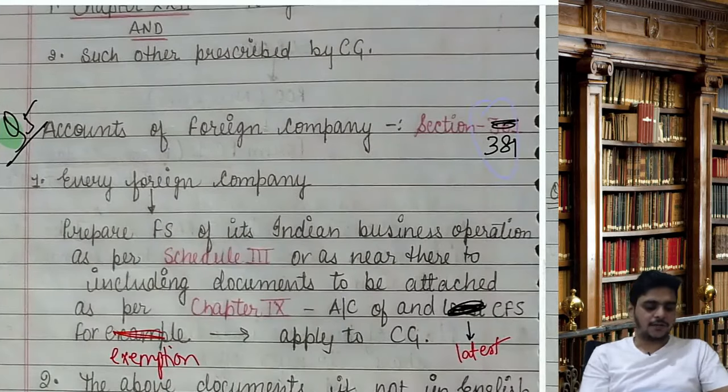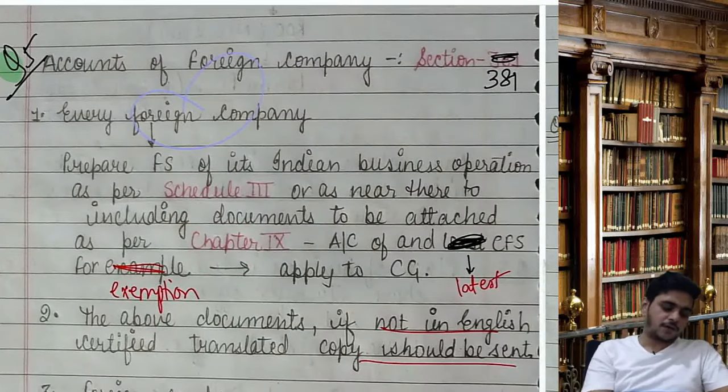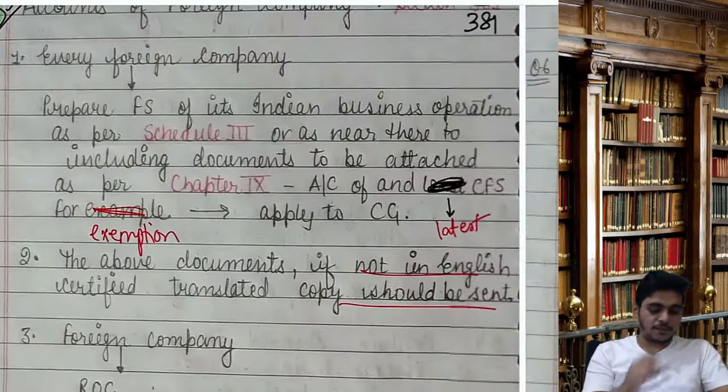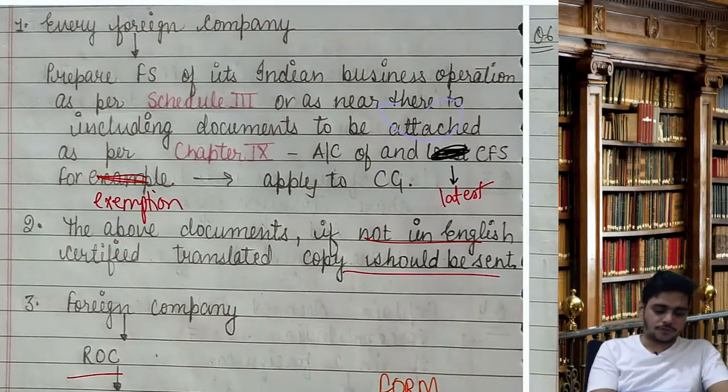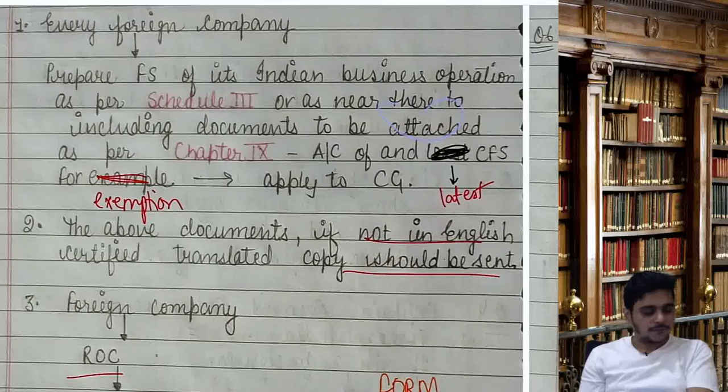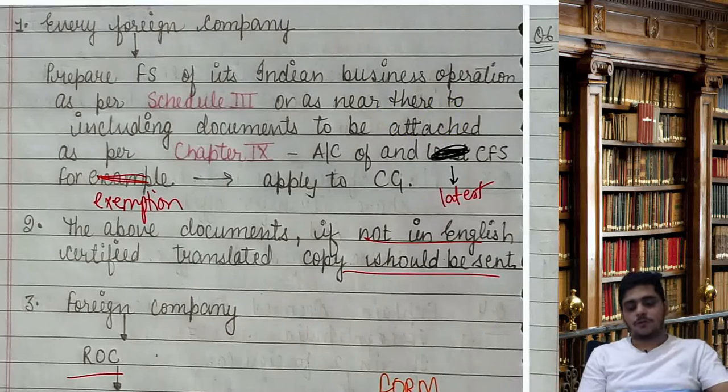Then section 381, which says accounts of foreign company. Every foreign company shall prepare the FS of its Indian business operation as per Schedule 3, or as near thereto, including documents to be attached as per Chapter 9, that is accounts of company. They also have to attach the latest CFS and other documents which the CG has prescribed. But if you want exemption, what you have to do? You have to apply to the CG.